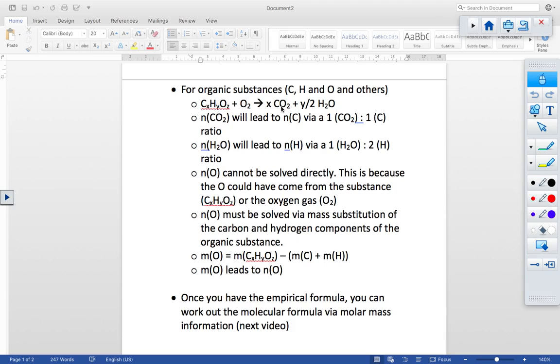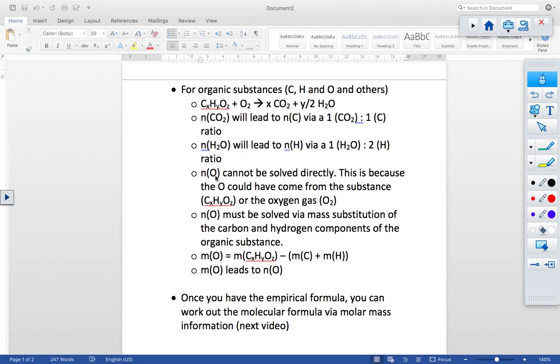We have x CO2s and y on 2 H2Os. The number of moles of carbon dioxide will again lead to the number of moles of carbon via a 1-to-1 ratio. And the number of moles of water will again lead to the number of moles of hydrogen via a 1-to-2 ratio. However, we still need to work out the oxygen.